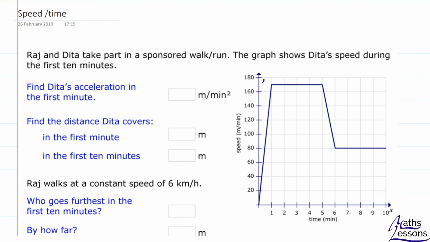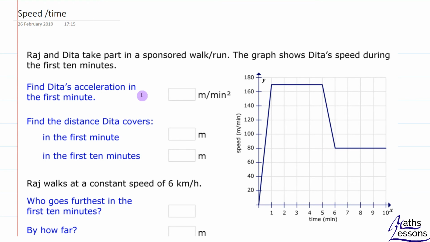Okay, so what we have here is a speed time graph. And what you need to realize is that the gradient in a speed time graph is the acceleration, and the area under the graph is the distance you've traveled.